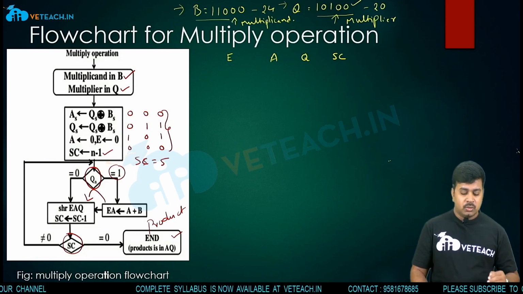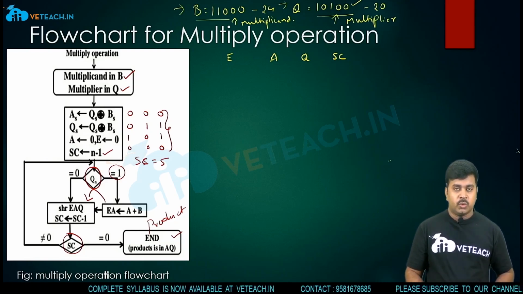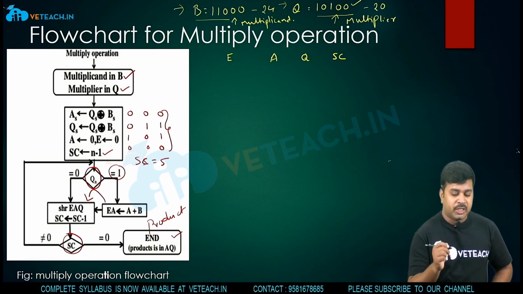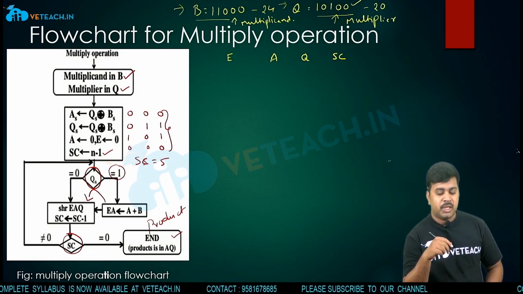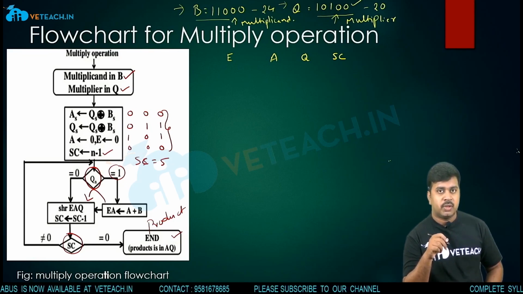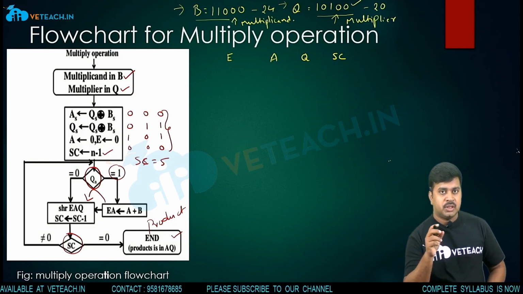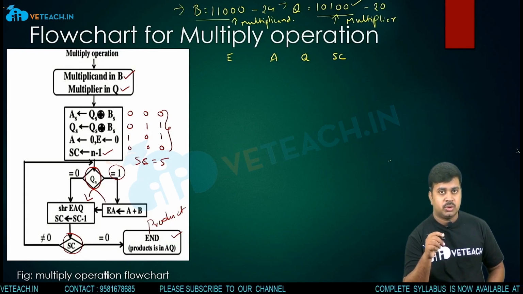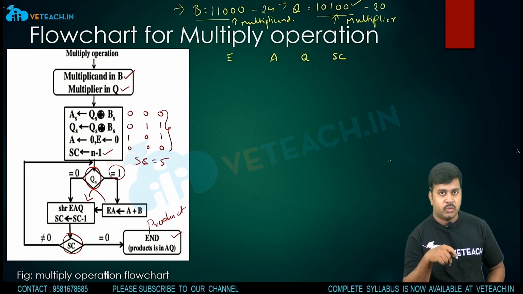Okay, so now we are going to implement this flow chart by taking a simple example. Here I am taking the multiplicand, that is B equal to 11000, whereas the multiplier will be stored in Q, and the value is 10100. Those numbers are equivalent to decimal numbers: B is 24, whereas Q is 20.